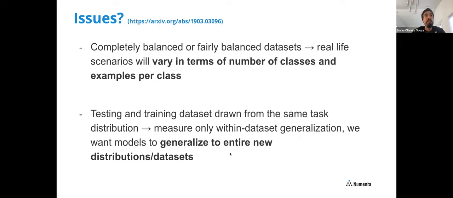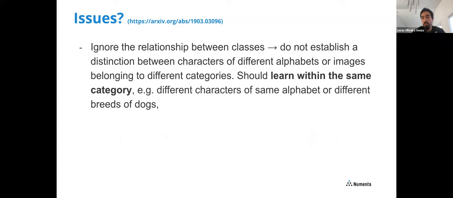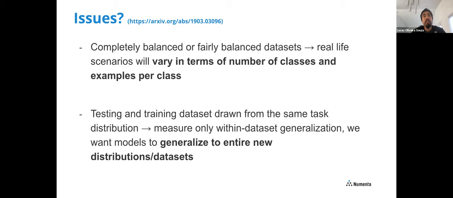Another issue, and that's actually the biggest issue here, is that the testing and training data sets are drawn from the same distribution. And that's the biggest premise in all those algorithms we have. So we are only ever measuring within data set generalization, when we actually want models that can generalize to entirely new distributions or data sets. These are two of many issues, especially the second one, regarding the data sets and the training paradigms we have right now.